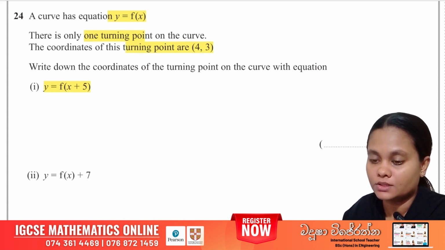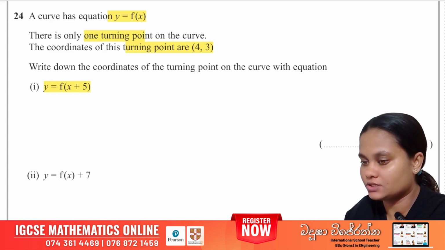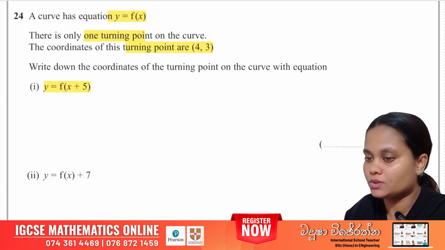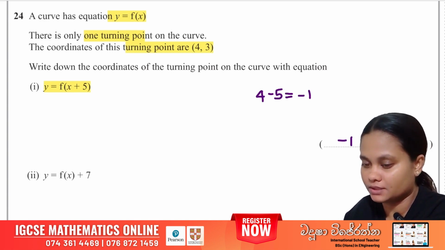This is from graph translations. Move the x coordinate 5 units in the left-hand direction. Plus inside, we move in the opposite direction, so it becomes minus. The y coordinate is the same, it doesn't change. Then the turning point's x coordinate should move 5 units left. The y coordinate is the same and the x coordinate is 4 minus 5, which is minus 1. So the coordinates are (-1, 3).